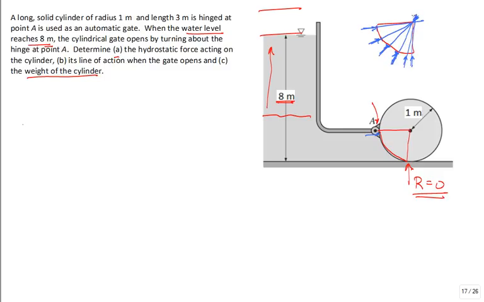Don't they? We're going to need that. We're going to use that in a minute because that'll help us with Part B, that's line of action, because we know that the hydrostatic force, the resultant force acting on that cylinder, goes through the center. Now, it could go through like this, or like this, or like that. That's something we have to calculate.